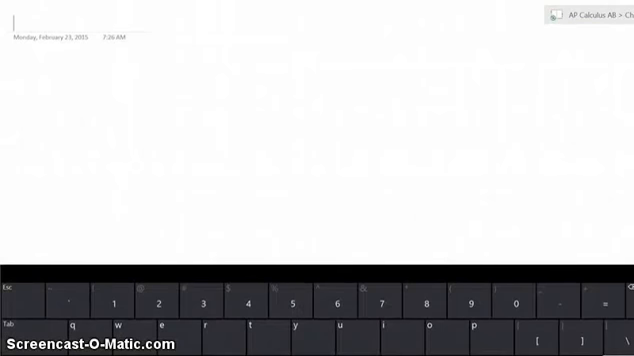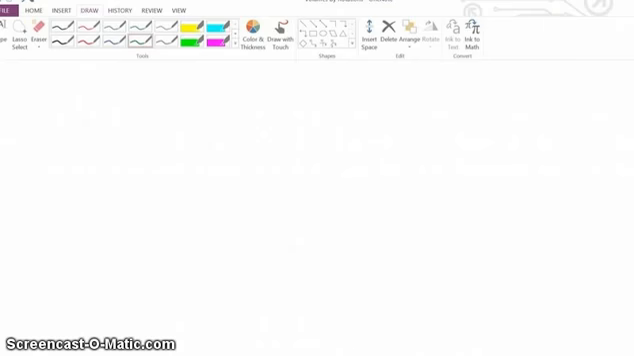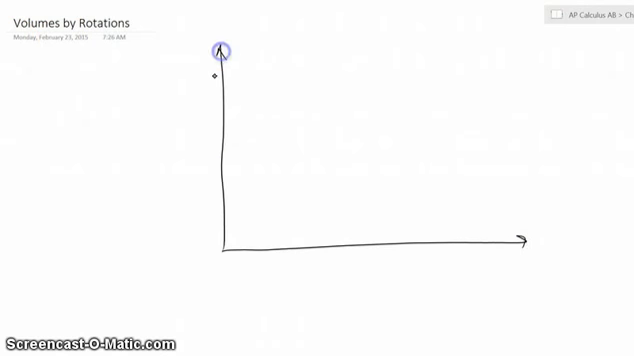Sometimes we can find the volume by rotation. So let me show you what I mean. Let's say that we have an object that looks like this, sort of like a trumpet bell.